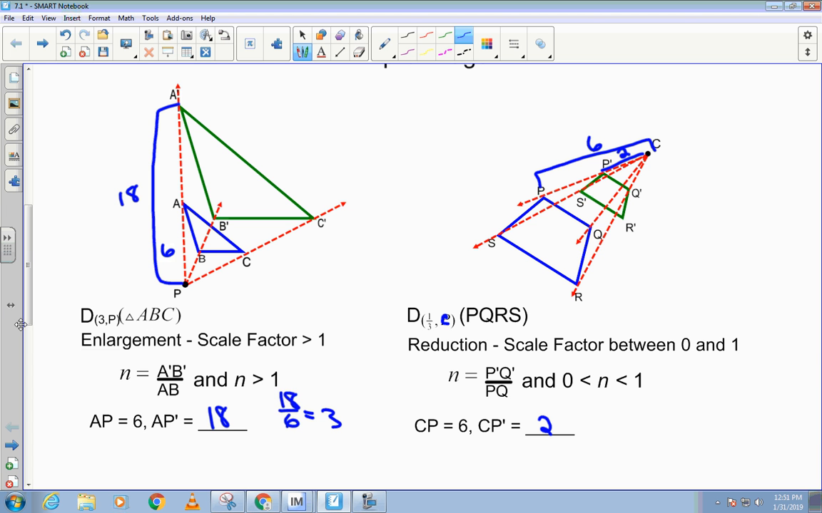Okay. Good. And again, let's say we didn't know that and we were looking for the scale factor, we would do image over pre-image, which reduces to the 1/3. Because it's between 0 and 1, we know that it's a reduction.